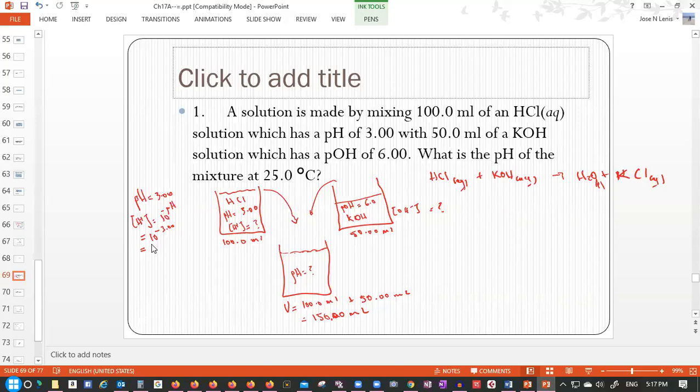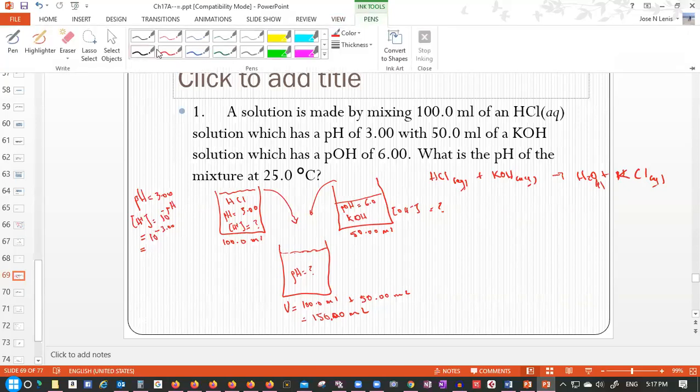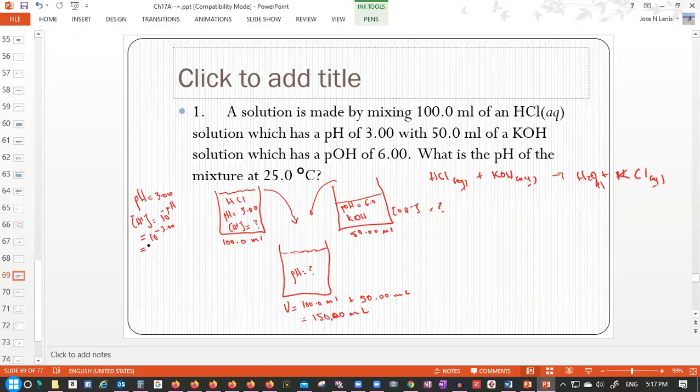So this concentration is 1.0 times 10 to the negative 3. That's the concentration of H plus in flask number 1. This is flask number 1. Now in flask number 2, we also want to know the concentration of H plus, but we don't have H plus, we have OH. So let's find that first.